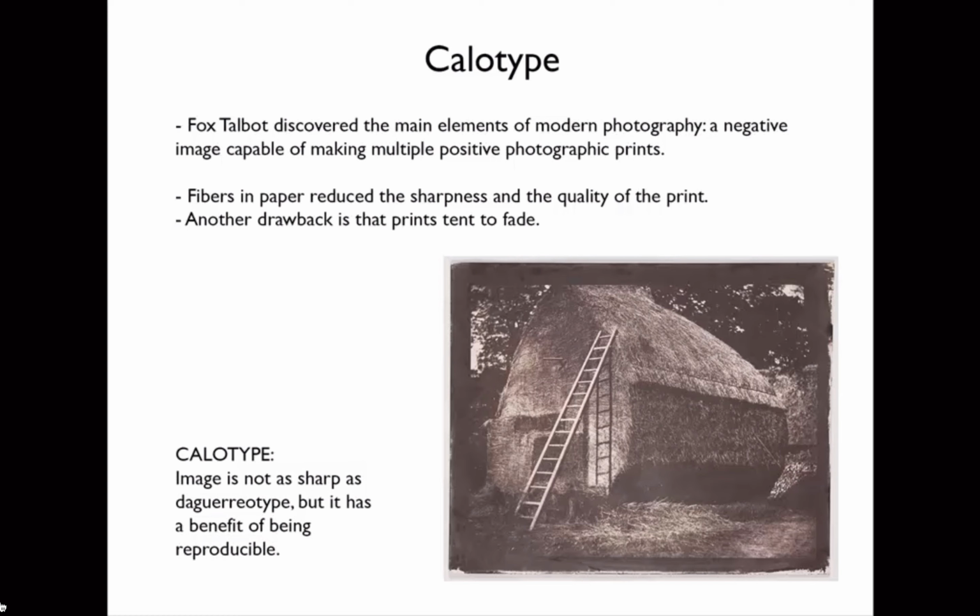Now, unlike the daguerreotype, which we said was extremely, extremely sharp, it was that silver-coated metal plate. It was super smooth, super shiny, capable of capturing every single detail. The fiber in the paper didn't really allow that. So that was one of the drawbacks. So it was a reproducible process. However, the quality and the sharpness were not as great as the daguerreotype. And another drawback is that prints would tend to fade, so you would have to keep them in a darker place. So again, Calotype image is not as sharp as the daguerreotype, but it has the benefit of being reproducible.